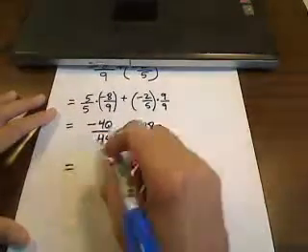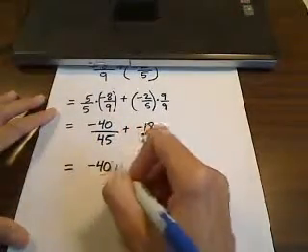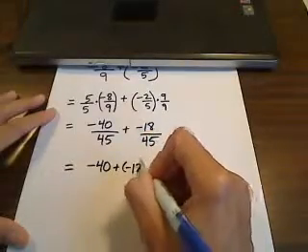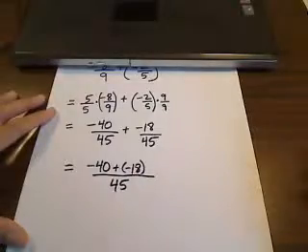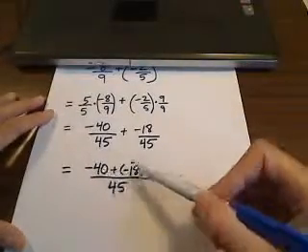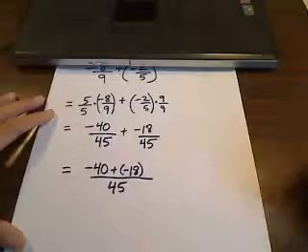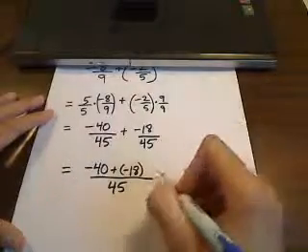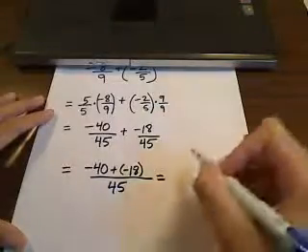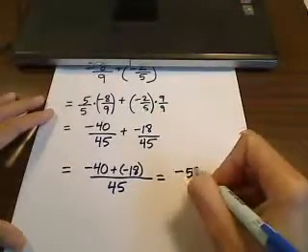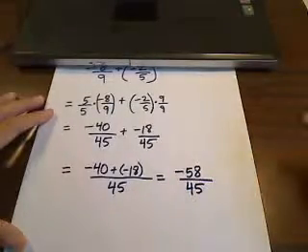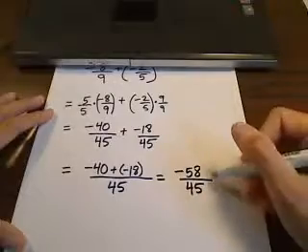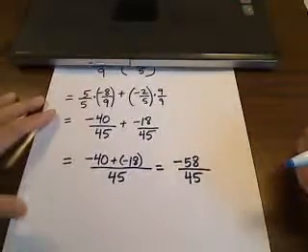So you can say here -40, really this is -40 plus -18 all over the denominator of 45. Now because these numbers have the same sign, I'm going to add the numbers and then keep the sign. So if I add 40 and 18, I get 58, and it'll be a -58 because that's the sign associated with both of those numbers. So -58 over 45 would be your answer.